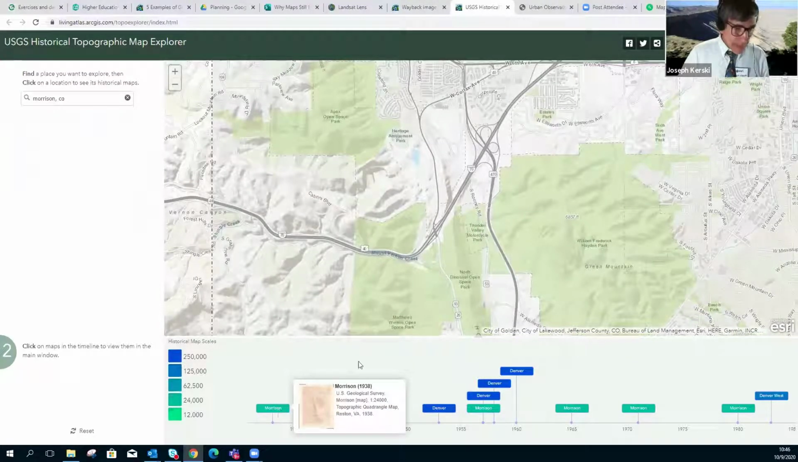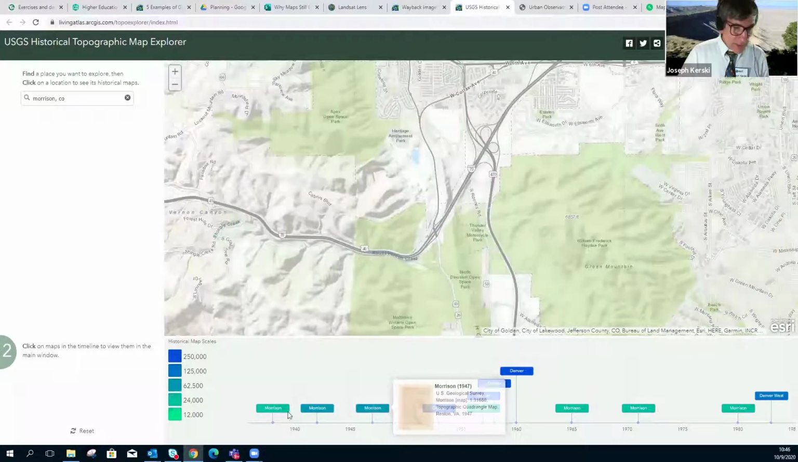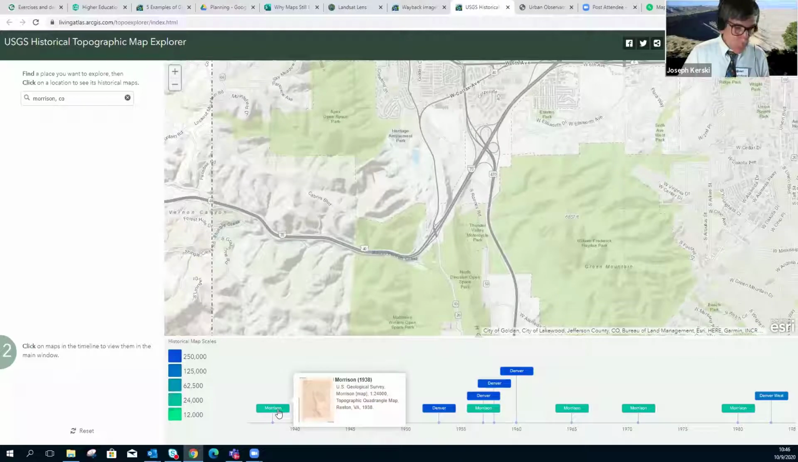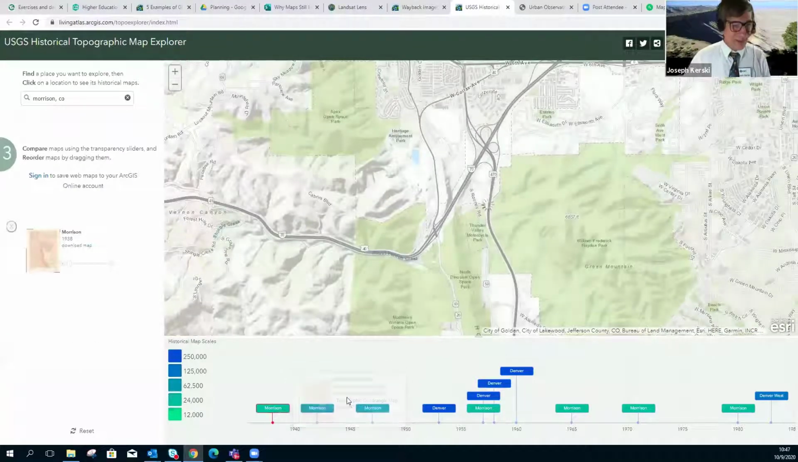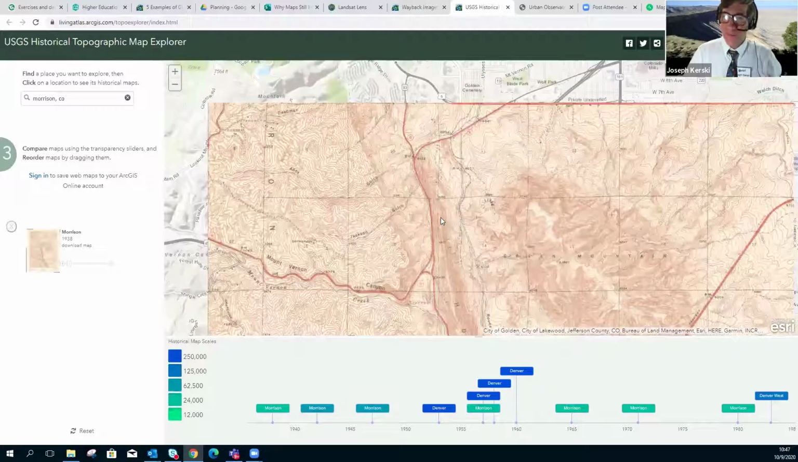But look, I've got a 1938 and a 1942, and look, I've got a 1947. This 1938 is at 1 to 24,000 scale, which is my favorite scale and probably the most commonly used one out in the field because it is the most detailed. But if I look at 1938, here's the Morrison topographic map, and you can see this is the west side of Denver, right?